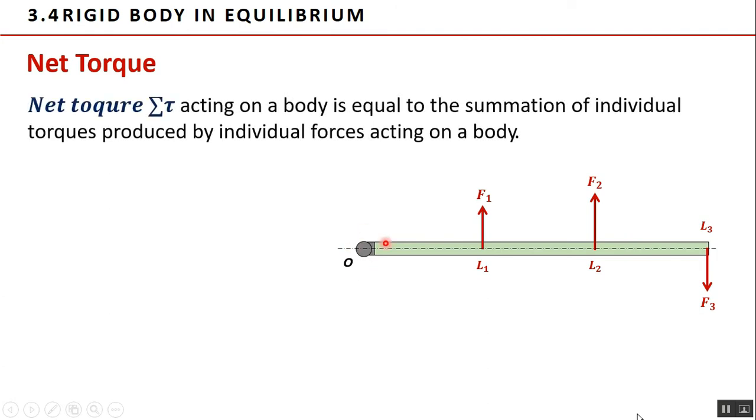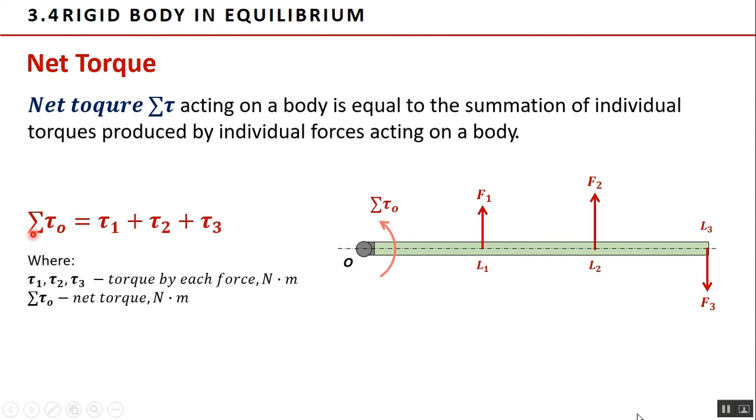This is analogous to the superposition of forces we have discussed in Unit 1. The net torque, denoted by summation of tau, acting on a body is equal to the summation of individual torques produced by individual forces acting on the body. When the net torque is a positive value, the body rotates counterclockwise. When it is negative, then it rotates clockwise. If the net torque is 0, then the body will not rotate. We will study later in more detail the situations wherein the net torque at any point in the body is 0.